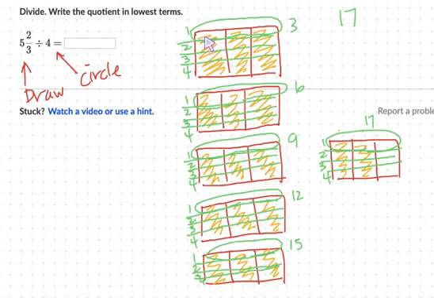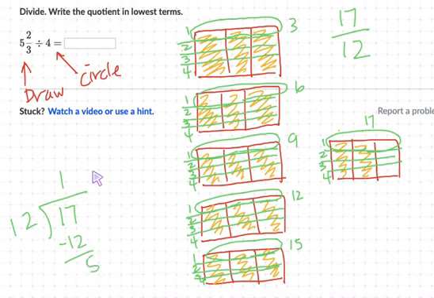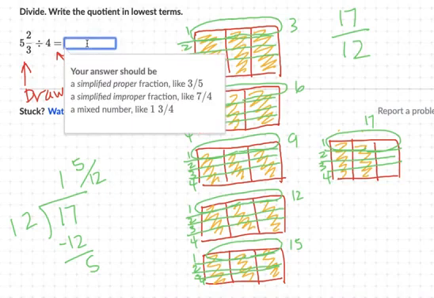And now we need to figure out how many that's out of. Each whole has 4 by 3, which is 12 pieces. So each person would get 17 twelfths. 17 twelfths is an improper fraction, so we need to change it so that it is a mixed number. 17 divided by 12. 12 goes into 17 one time with 5 left over. So that's 1 and 5 twelfths. So that would be our answer, 1 and 5 twelfths.